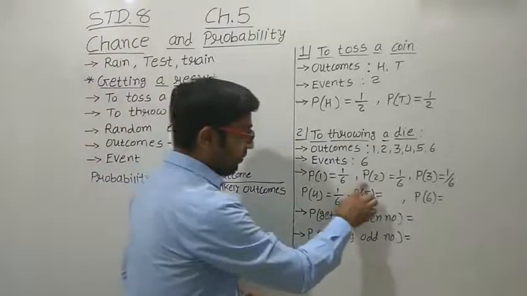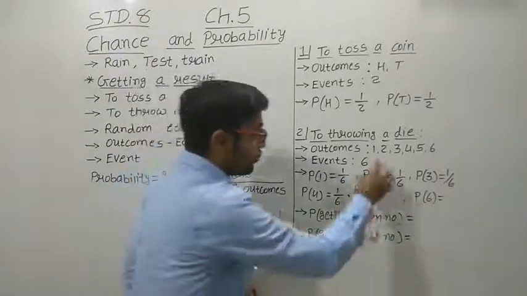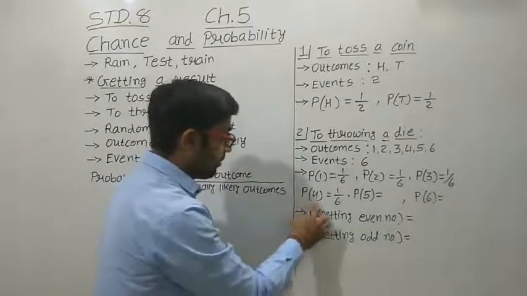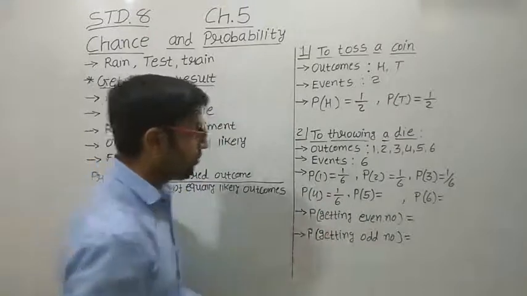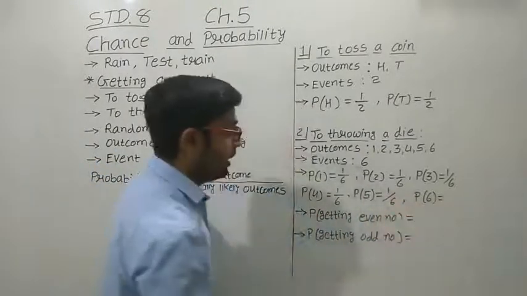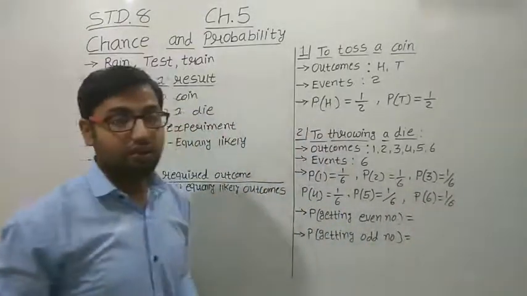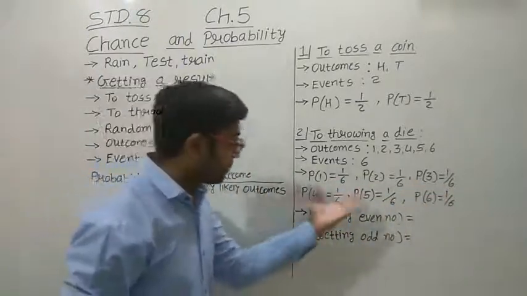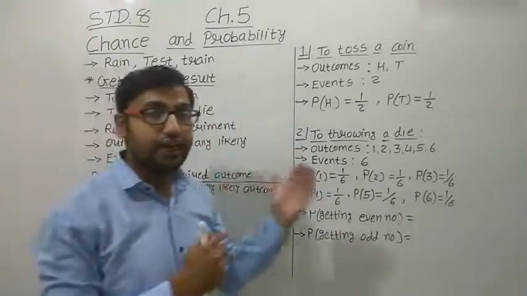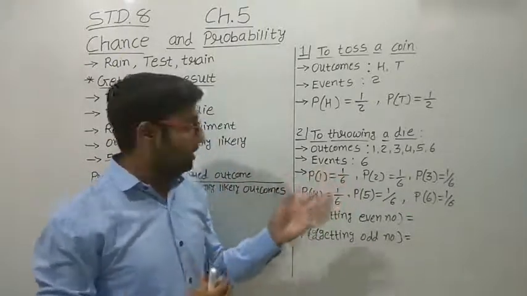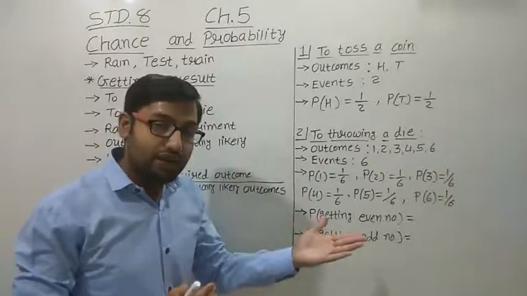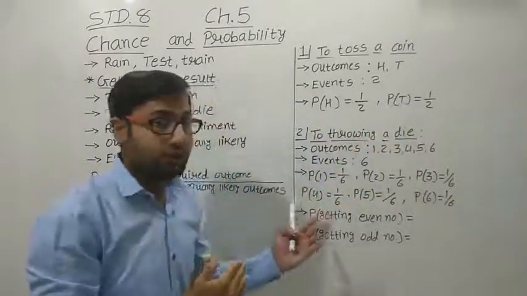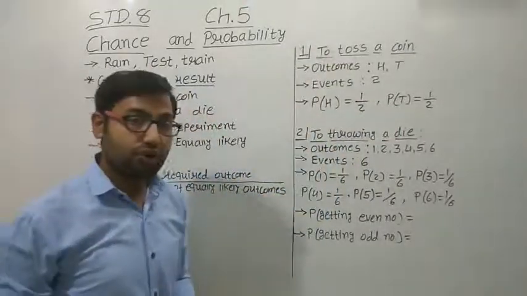In the same way, the probability of getting number 2 is also 1 upon 6 because 2 occurs one time. Probability of getting 3 is also 1 upon 6. Probability of getting 4 is 1 upon 6. Probability of getting 5 is also 1 upon 6, and probability of getting 6 is also 1 upon 6. So you can see that all the probabilities are equal, and that is why they are called equally likely outcomes. Now you can understand the meaning of equally likely: all the probabilities are equal. Here also the probabilities of getting head and tail are equal.